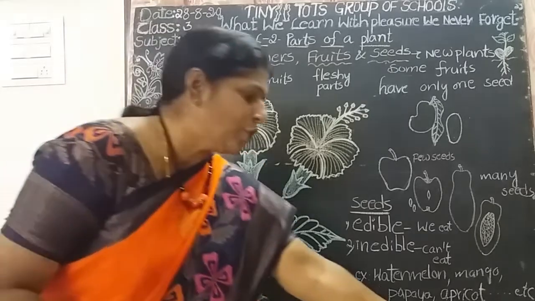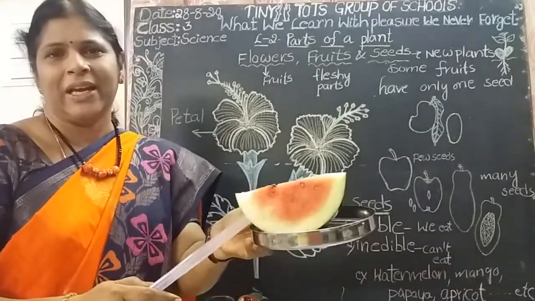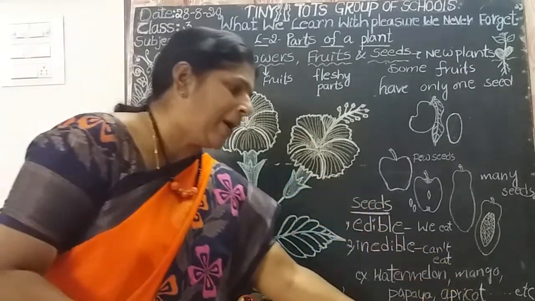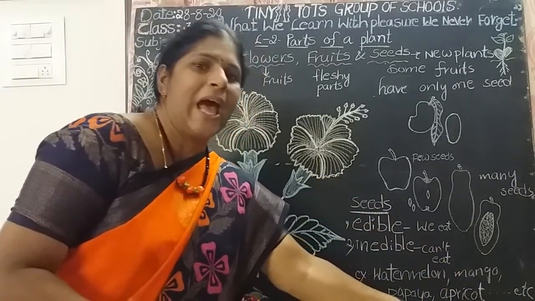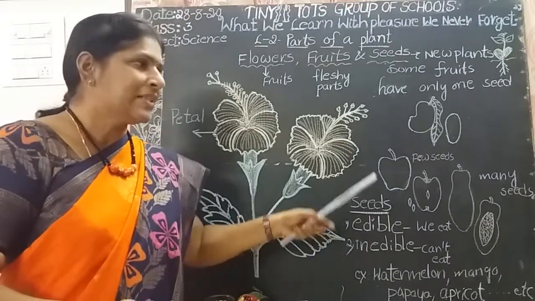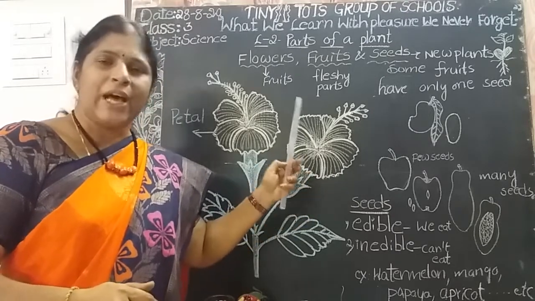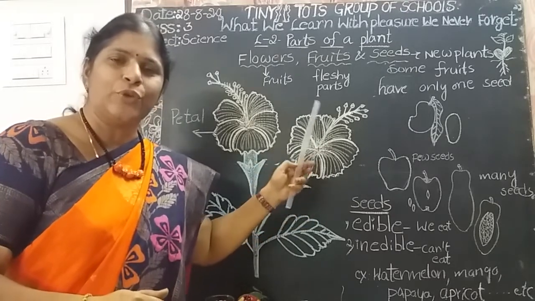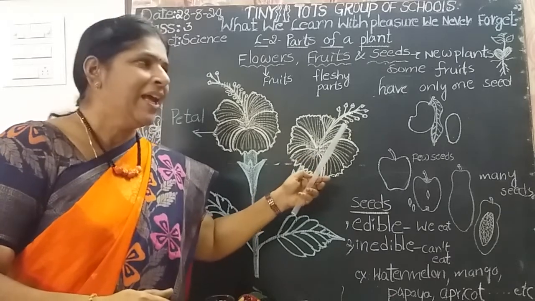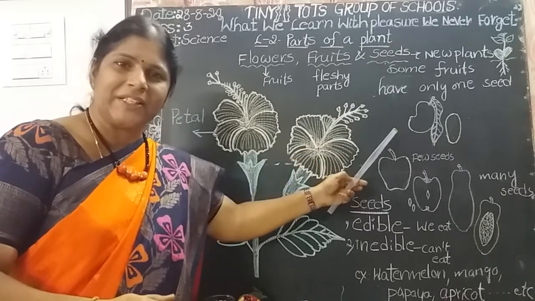Okay, now which fruits have many seeds? Watermelon and papaya. Okay, now watermelon and papaya and pumpkin, they have many seeds inside the fruit. Is it clear, Nana? Flowers turn into fruits. Fruits are the fleshy parts of the plant, juicy parts of the plant, and inside fruits seeds are present.